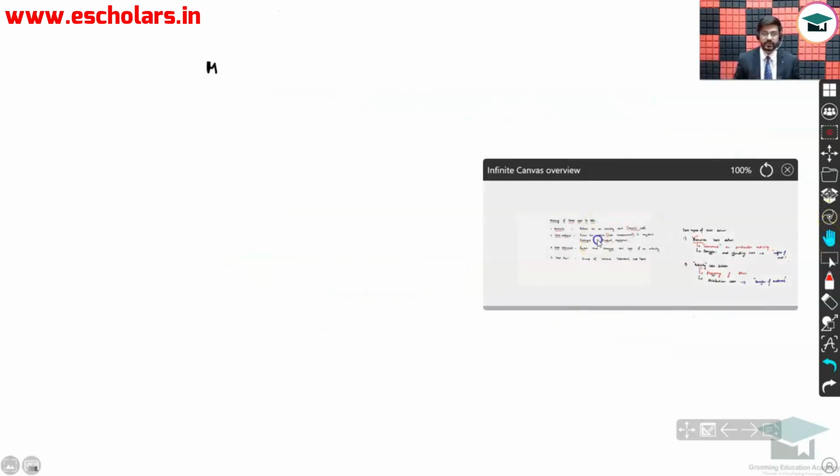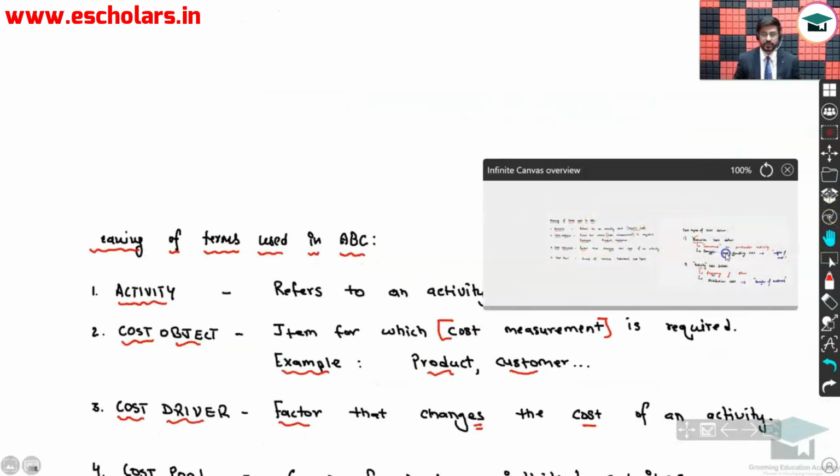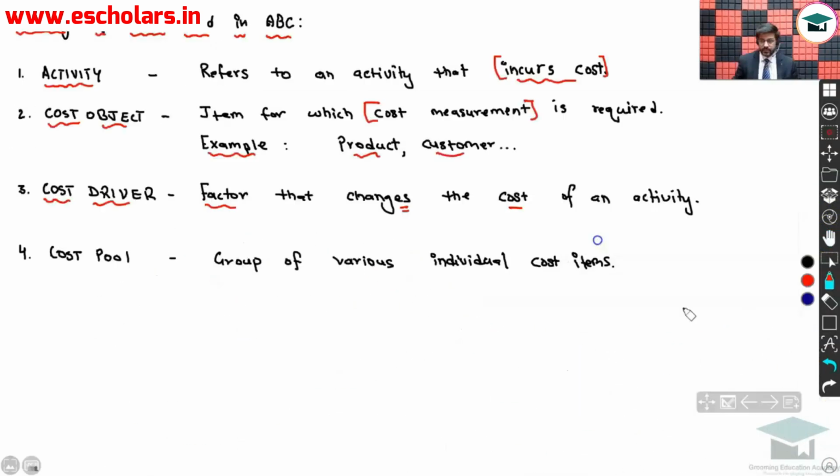Okay, so I hope you have written this down in your notebook. Now the last term is cost pool. It's very simple. Cost pool basically means the group of various individual cost items.